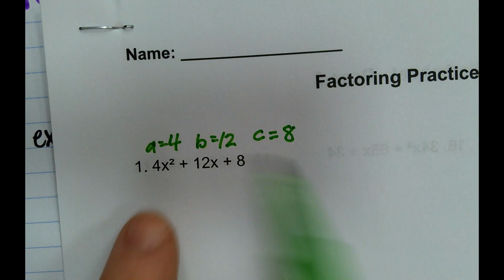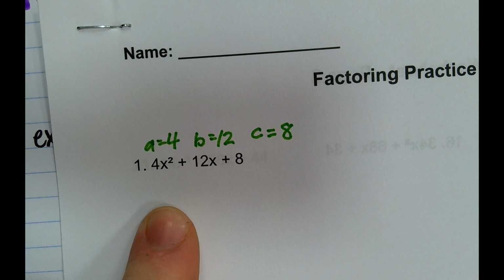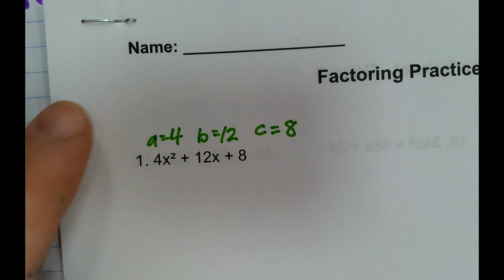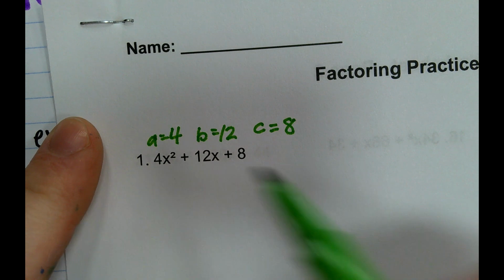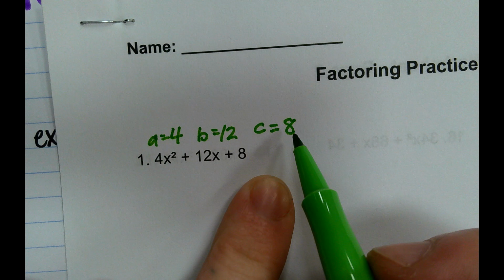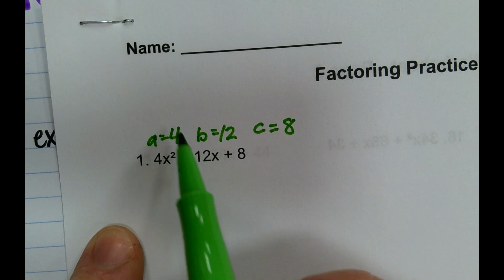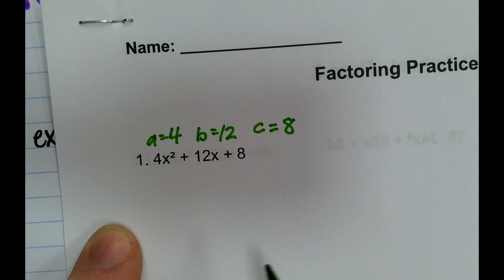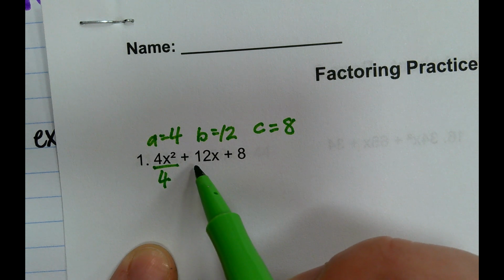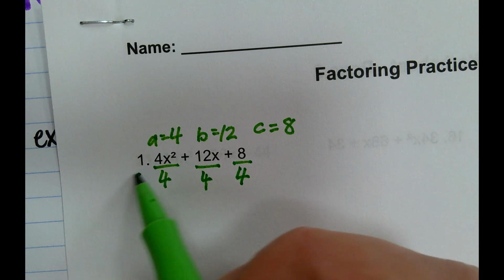Wonderful. So remember, whenever our A is bigger than 1, the first thing we want to do is check if A, B, and C have a greatest common factor. Do they? 4. Let's see, yeah. I can divide 4 by 4. I can divide 12 by 4. And I can divide 8 by 4. A good rule of thumb is to start with just looking at whatever your A is and seeing if you can divide all the other terms by A. So let's do that. Let's divide 4x squared by 4, 12x by 4, and 8 by 4.